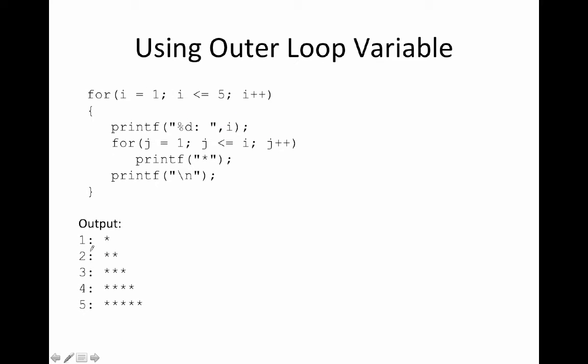Here's a variation on that where we're actually using the outer loop variable, so we're printing it. So for each value of i, where i goes from 1 to 5 in steps of 1, we're going to start by printing the value of i and a colon. So we're going to print 1 colon and then 2 colon, 3, 4, 5, etc. And then, same as before, j is going to go from 1 to i in steps of 1. So when i is 1, we're going to print 1 star. When i is 2, we print 2 and 2 stars. When i is 3, we print 3 and 3 stars, and so forth. So now we're actually printing the outer loop variable.